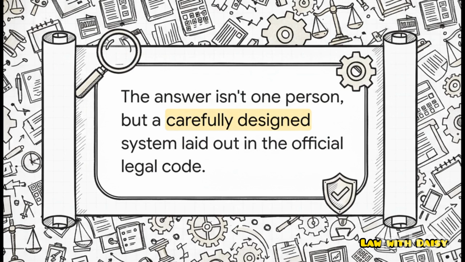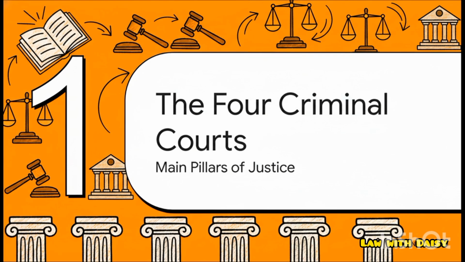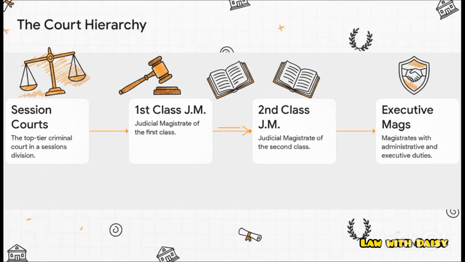To really find the answer, we have to look at the legal document that lays out the entire structure, a blueprint designed specifically to ensure fairness and prevent any misuse of power. Okay, so let's start with the big picture. According to the foundational text, there are basically four main pillars, four classes of criminal courts that make up the basic structure of the justice system in every single state. And here they are, straight from Section 6 of the source material.